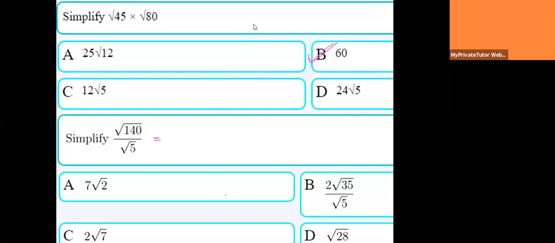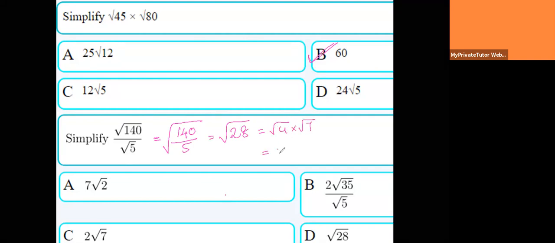No one knows. So how to solve this question? Just guide me then. See, we just know. We have square root numbers in both the numerator and denominator. Can we write this using a single term? 140 divided by 5. What is 140 divided by 5? 28, right? Then how can you simplify 28? Square root 4, square root 7. And what is square root 4? 2 times square root 7. Got the answer?